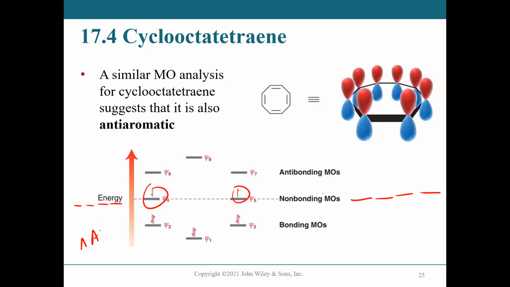N atomic orbitals equals n molecular orbitals. So we have 1, 2, 3, 4, 1, 2, 3, 4. So that's a total of 8. So you have 1, 2, 3, 4, 5, 6, 7, 8. So that's how you get 8.